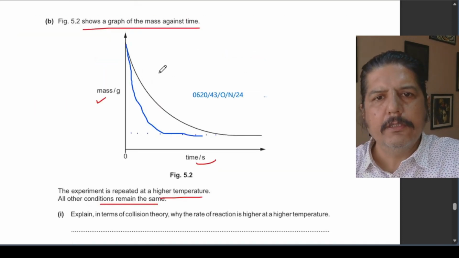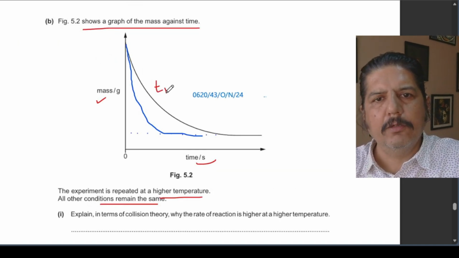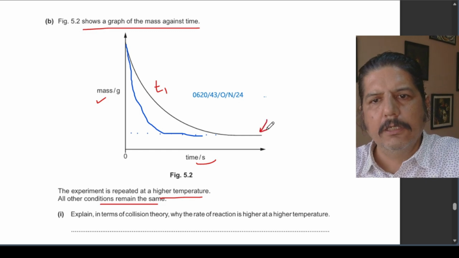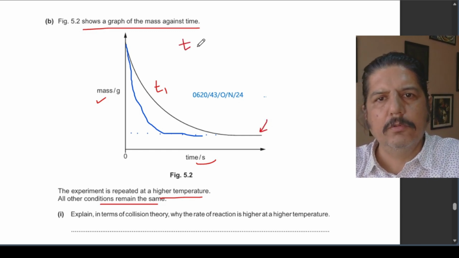So see, this is temperature T1, and now what you need to see is that this is the final mass. At higher temperature T2, T1 is less than T2. So this is the temperature T2.